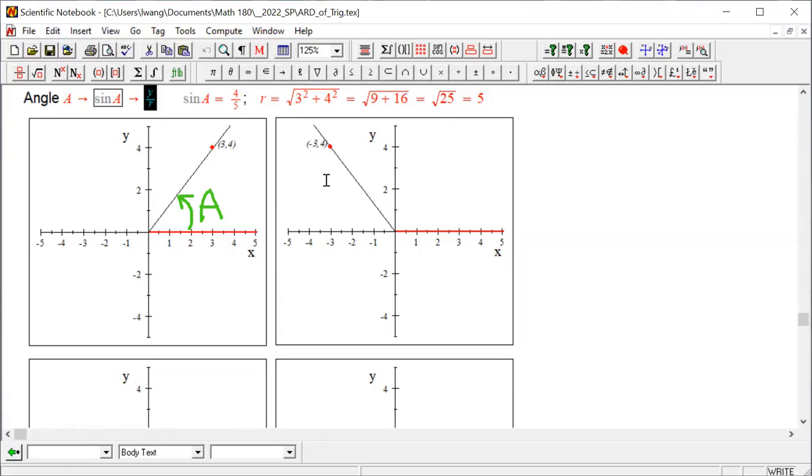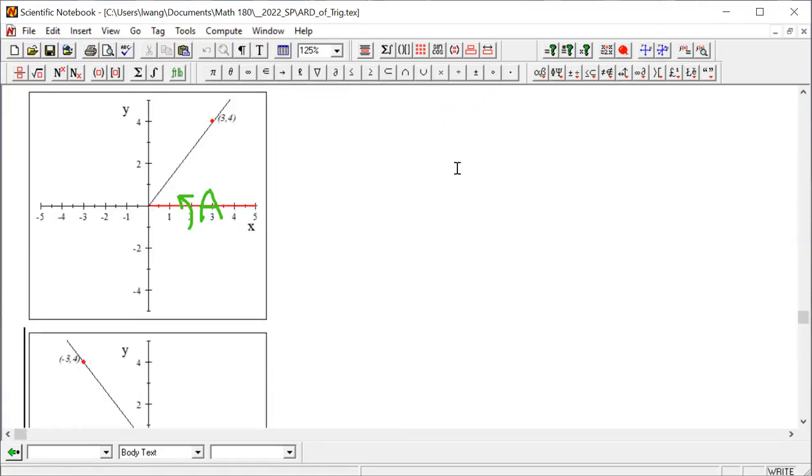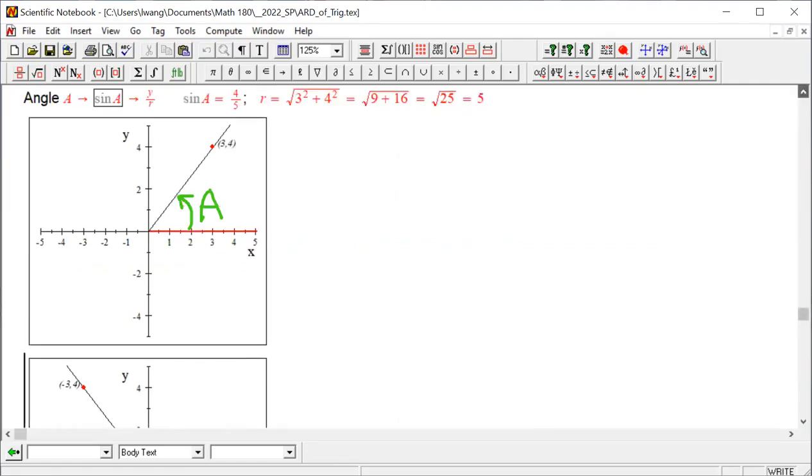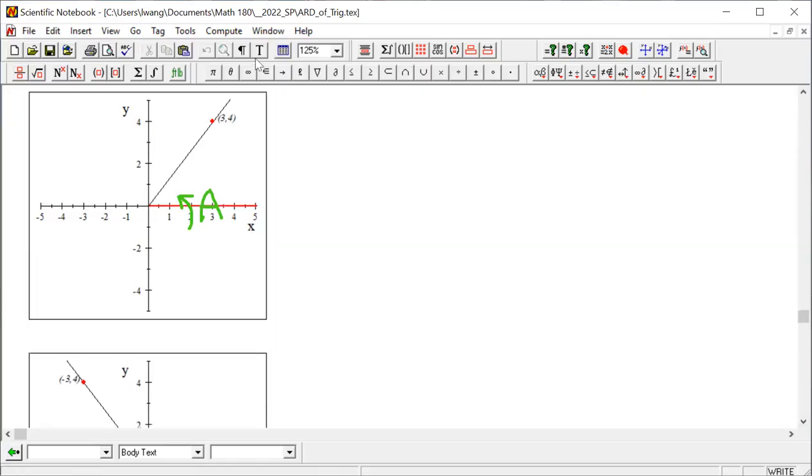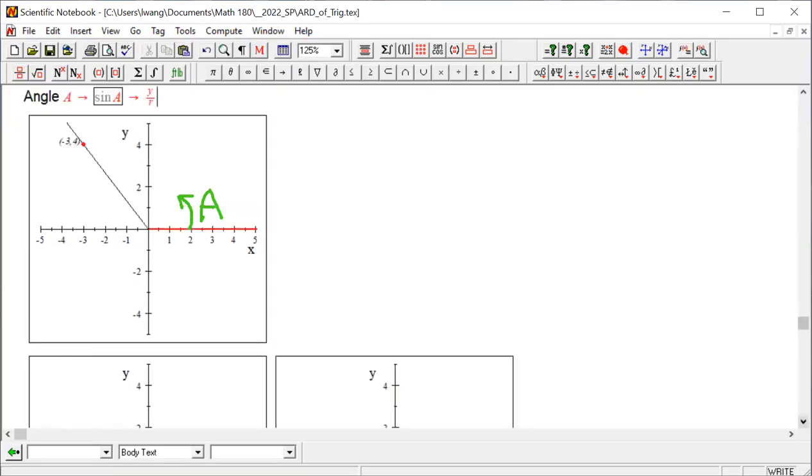Now, let's look at the second one, okay? In the second quadrant. It's still the definition, but this time the angle is measured and it terminates in the second quadrant. So I'm going to measure another angle. This angle measured from standard position, which is A, right? This angle is A.